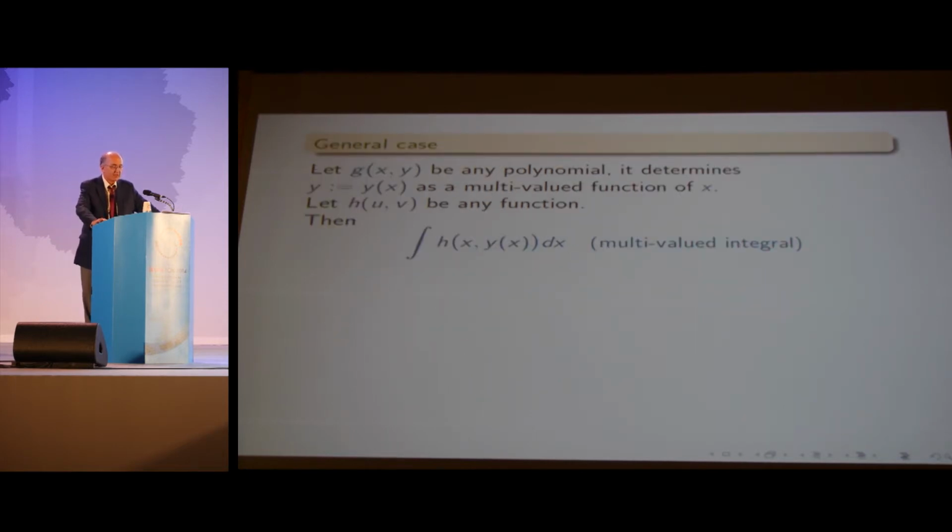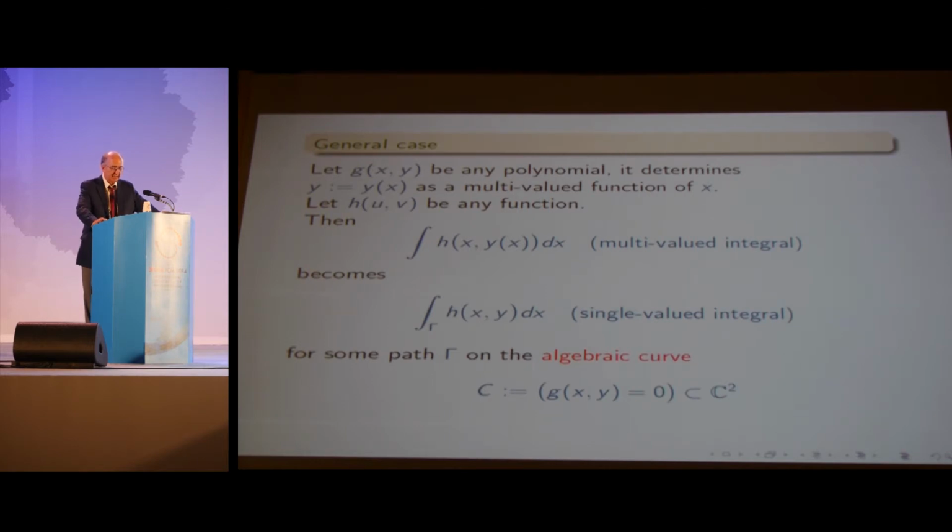Okay. So then in general, if you have any polynomial g of x, y, then we can say that it implicitly determines y as a function of x. And so if h of x, y is any function, it can be a polynomial or maybe a meromorphic function, then this multi-valued integral, when into h I substitute x and y as a function of x, by the same trick, we can make it into a single-valued integral, just the integral of h of x, y dx. But again, the price we have to pay is that here the path of integration is on the algebraic curve that's defined by g. And so the curve is then the set of all points x, y that satisfy the equation g of x, y equals 0.